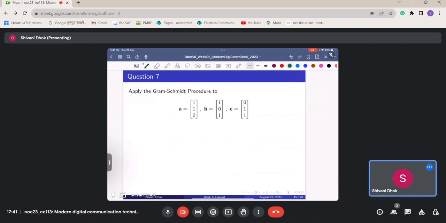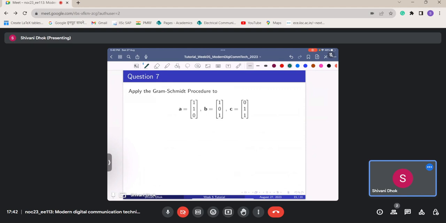Again, this Gram Schmidt takes time to understand, so it should be repeated multiple times. So this is the last question on Gram Schmidt for vectors. We'll take a small question on signals as well. Okay, signal spaces. So this is the last question on vectors. After this, I'll take the examples for signals.